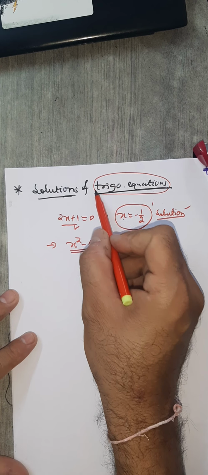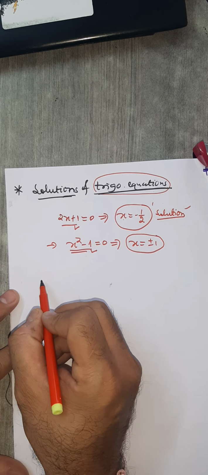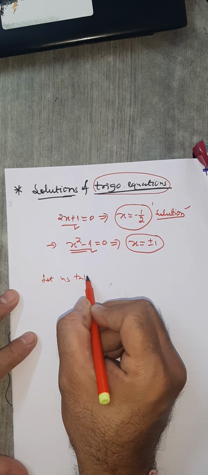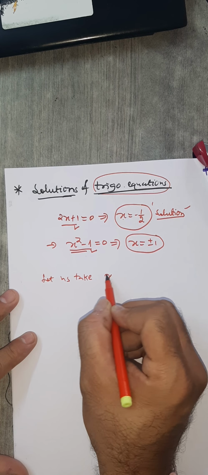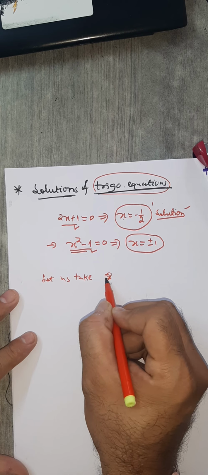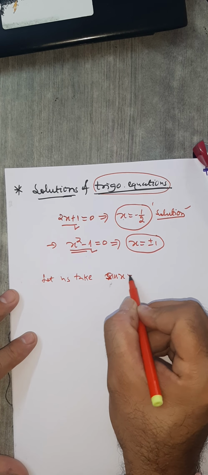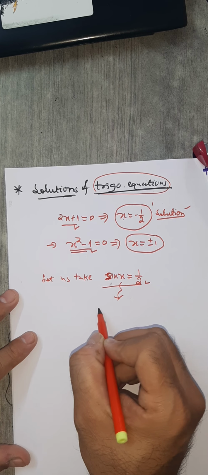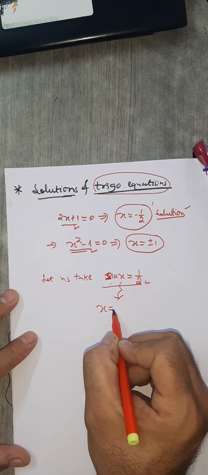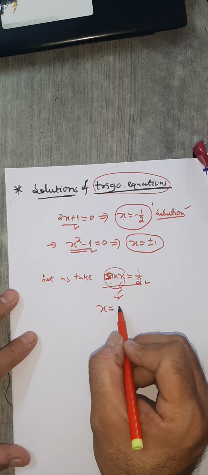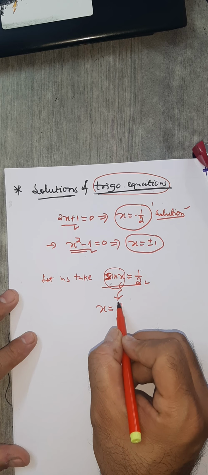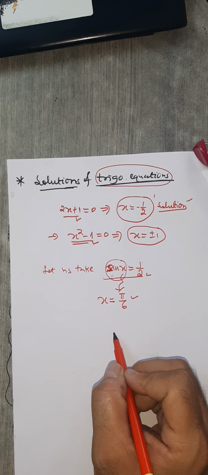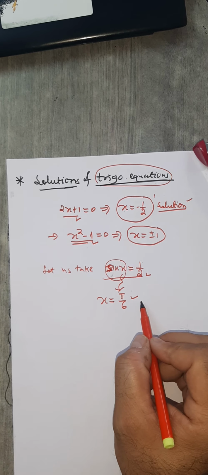Now we'll go for trigonometric equations. For example, let's take a trigonometric equation. Suppose I have sine x equals to 1 by 2. The question is here, find x, in fact all possible x for which sine x becomes 1 by 2. Then the obvious answer, it is pi by 6, 30 degree, right? This is one value. The question is, do we have any other value for which it becomes 1 by 2?